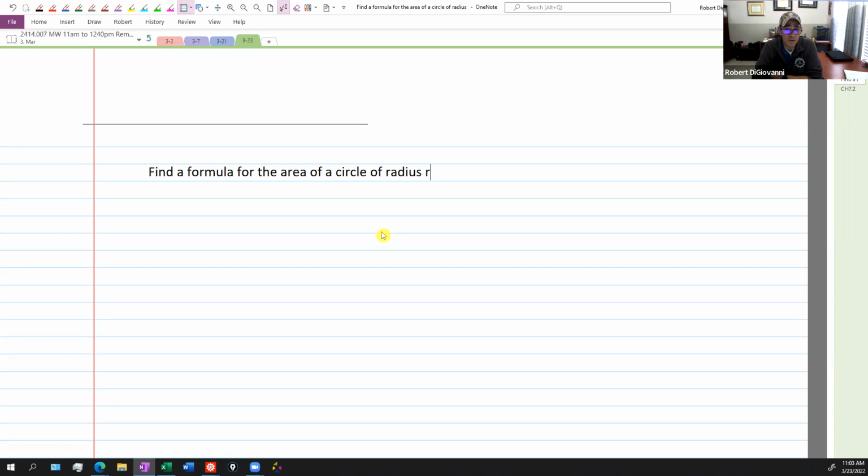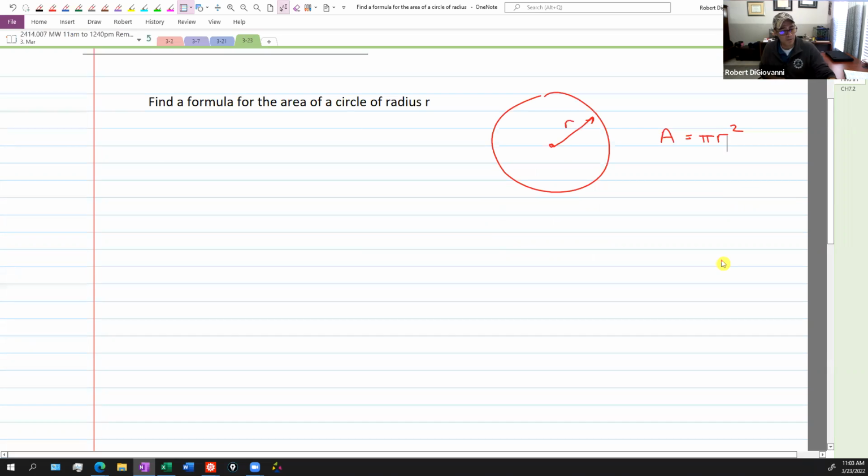We should all know the answer to this already, right? If somebody gives us a circle with a radius of r, we all know that the area is pi r squared. But where did that come from? Where is this formula actually coming from? That's what I want us to do: establish that formula. This is a pretty big deal. We're going to somehow use what we've learned in this class to establish that the area of a circle is pi r squared.